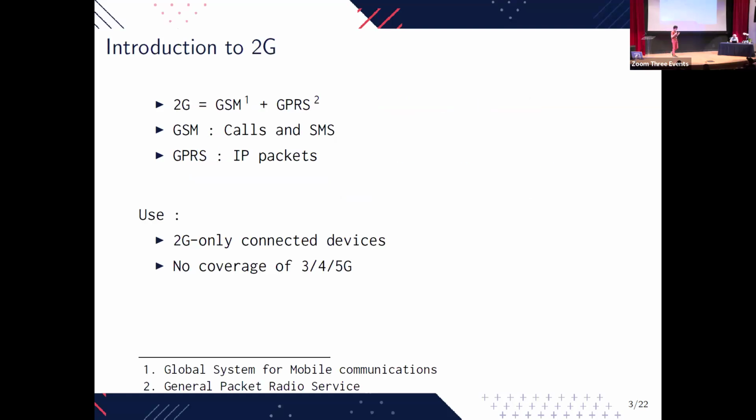So first, we're talking here about second generation mobile networks, so 2G in short. 2G is in fact the combination of two technologies. First, we have GSM. GSM is used to send calls and SMSs, and GPRS is used to send IP packets. And you may think that, yeah, but it's 2G, it's not being used. Well, in fact, if you're in a country where you have no coverage of 3G, 4G, or 5G, you will end up using 2G without even knowing.